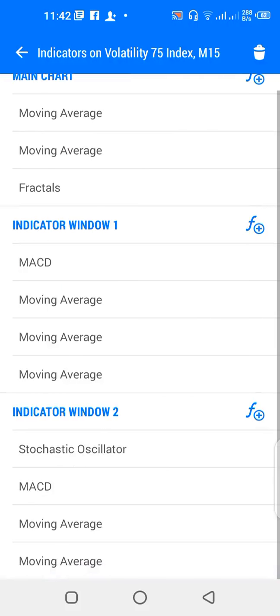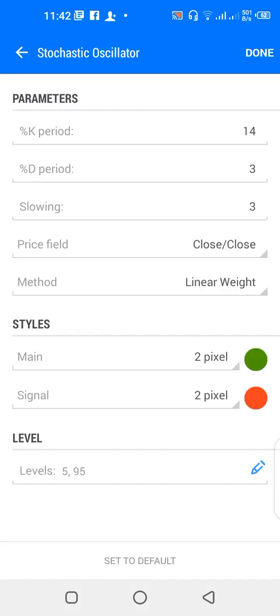Okay, indicator window two, we have a stochastic oscillator. The percentage K period is 14. The percentage D period is 3. The slowing is a 3. Price field is applied to close over close. The method is linear weight.